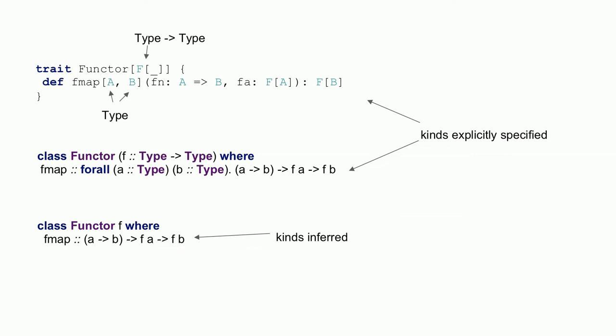When I say F with the underscore in the square brackets, that means that F is of kind type to type. And when I don't have anything like that, when I just have a type parameter, A or B like above there, that means it's of kind type. It can't be any other kind. So Scala can't write something like the Haskell compact Functor syntax. So in this way, we can say that Haskell has kind inference, whereas Scala does not.